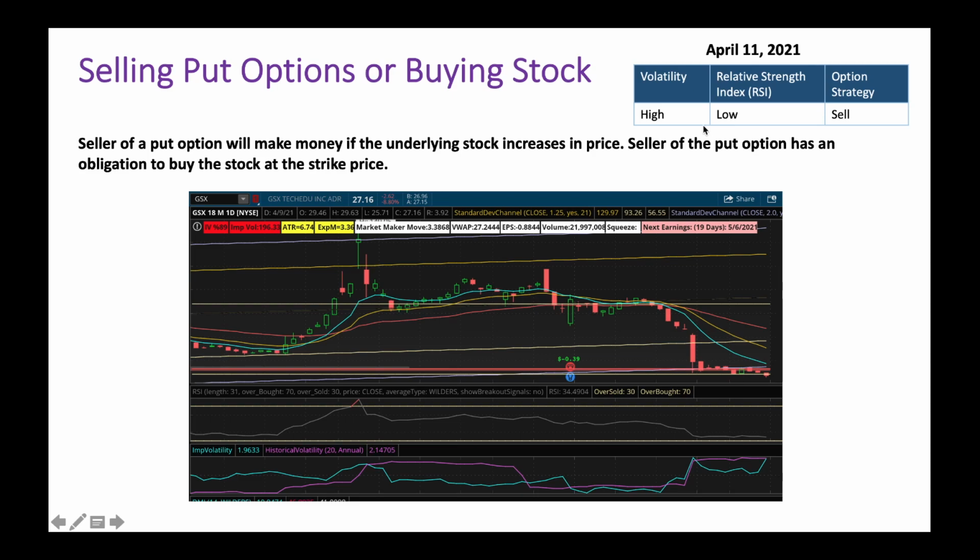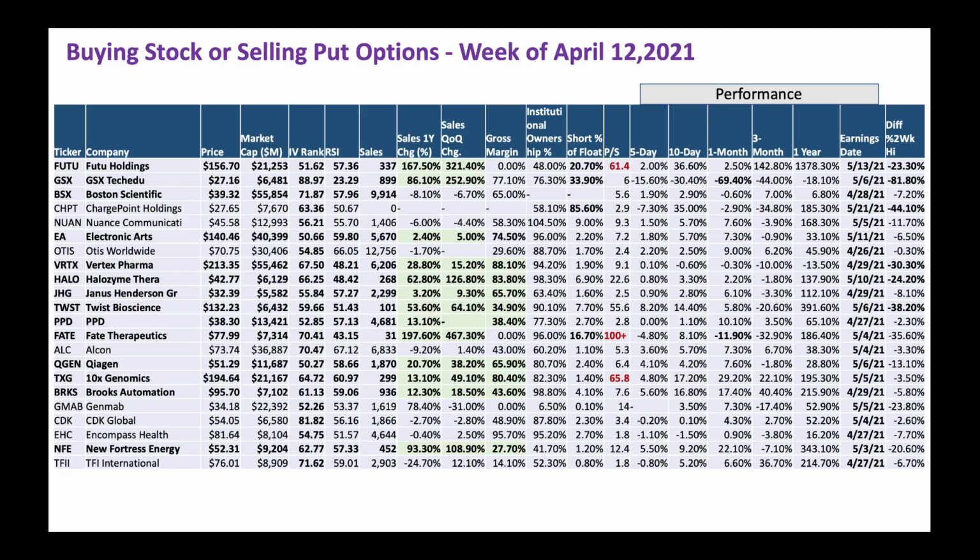From a fundamental perspective, as an option seller, you want to make sure the company is rock solid, with good sales growth and a good gross margin. Those are the two things I always look for. That way you have a good chance to make money by selling put options, or even a good chance to buy the stock, knowing the stock you're buying is a fundamentally strong company. So with that, let's go into a little more detail.